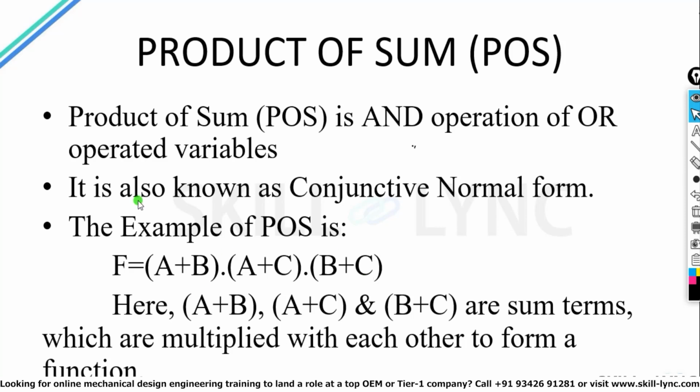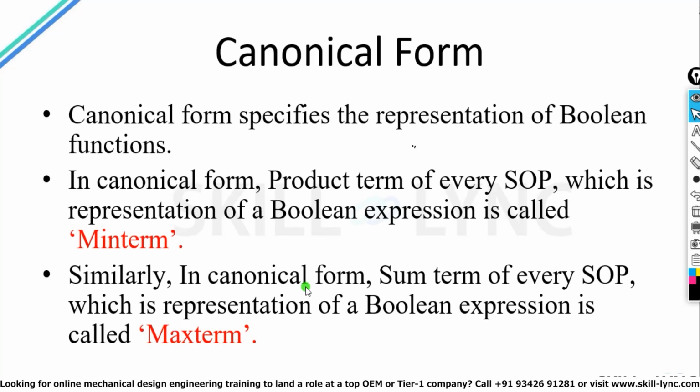Just like here also, F equal to (A plus B) into (A plus C) into (B plus C), where A plus B, A plus C and B plus C are the sum terms, and these sum terms are further multiplied, means further they are ANDed to get the final function, which is the POS representation of the function. Further, it is the canonical form.